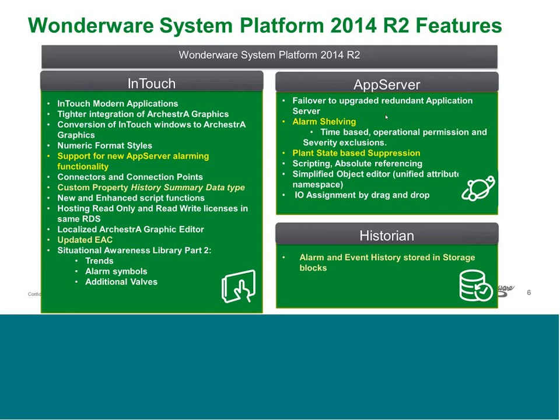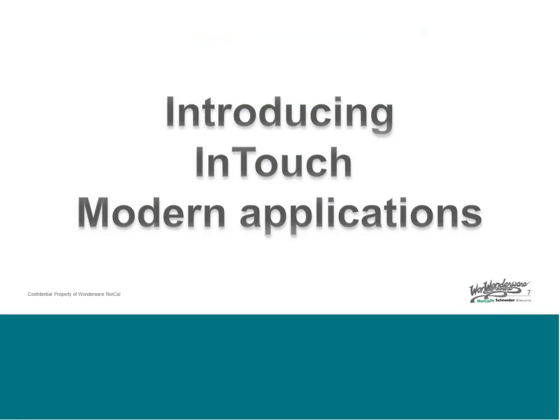new capabilities for upgrading without having to experience any downtime, alarm shelving, plant-based alarm suppression, new scripting capabilities, a simplified object editor, which we're going to show you, and how you can use that to auto-assign to a PLC. And then with the historian, we can now log alarms and events directly to the Wonderware historian and history blocks. So we'll talk about the benefits of that.